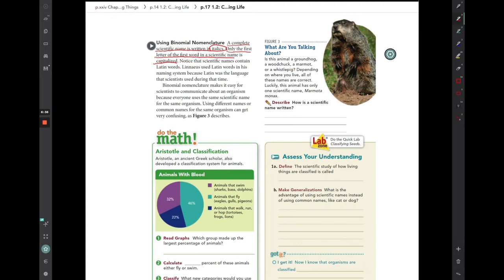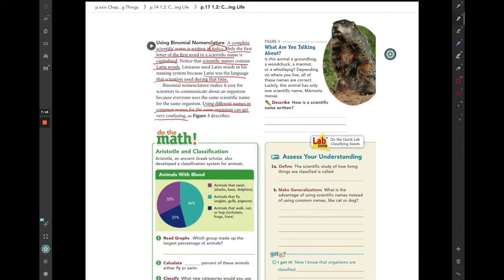Also, you'll notice that most scientific names are written in Latin. Latin is sort of the language of scientists, and it's the language that scientists used during this time of naming organisms and still use today when they communicate with each other in their scientific journals. They refer to these scientific names because common names can get a little bit confusing.